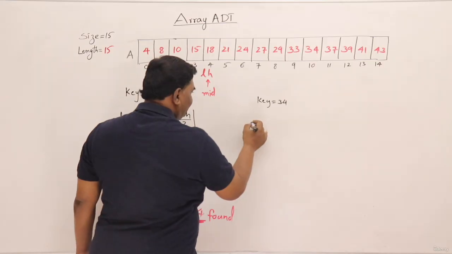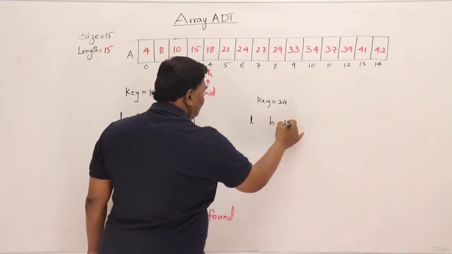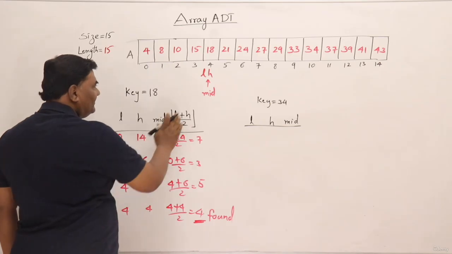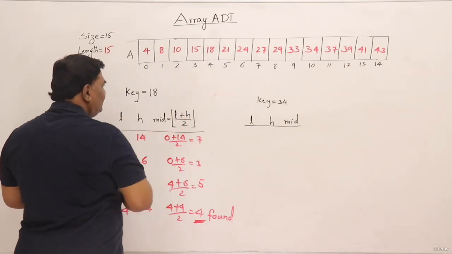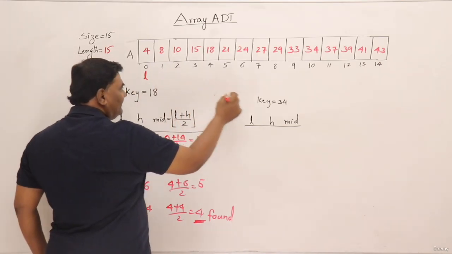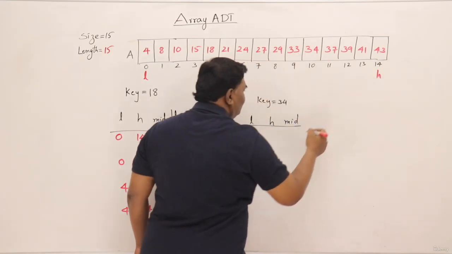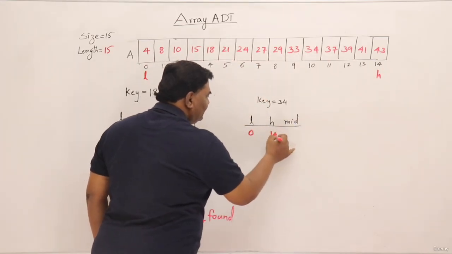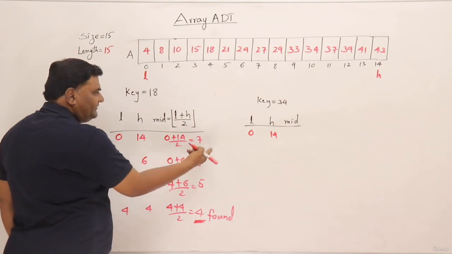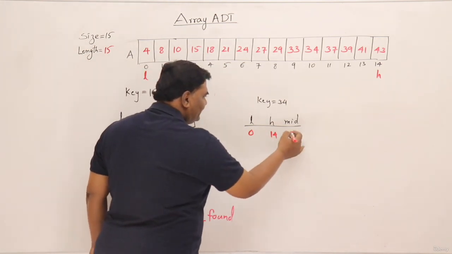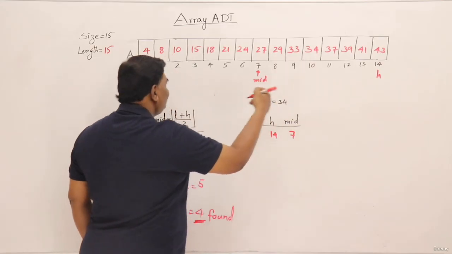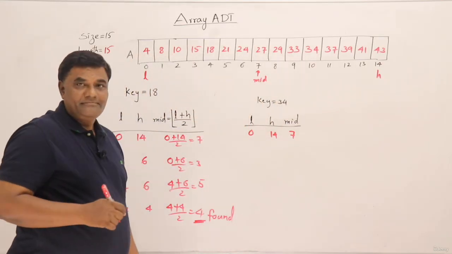The values that we need are low, high and mid. So already you know the formula for mid. Now let us start. Initially low is here and high is here. So low is 0, high is 14. Find mid. Mid value we always get same thing. 0 plus 14 is always 7. So mid will be here. So for this list, mid is always same.